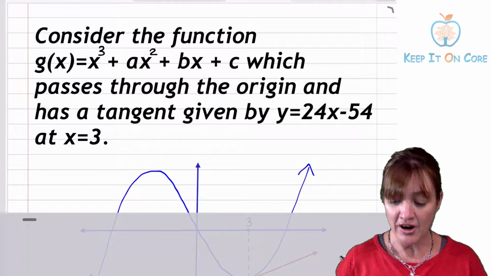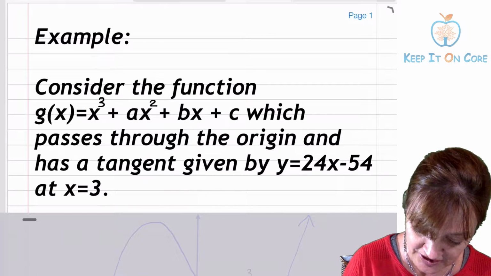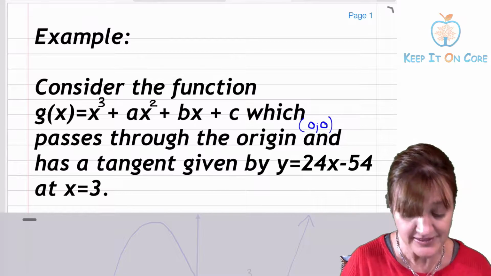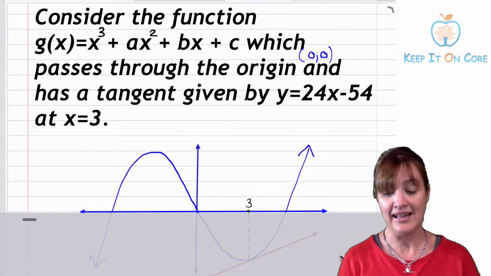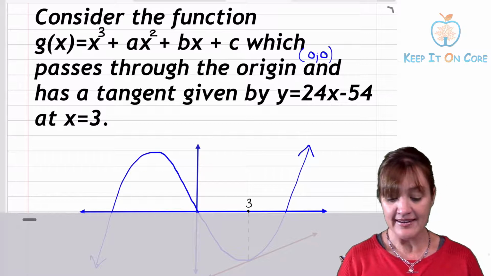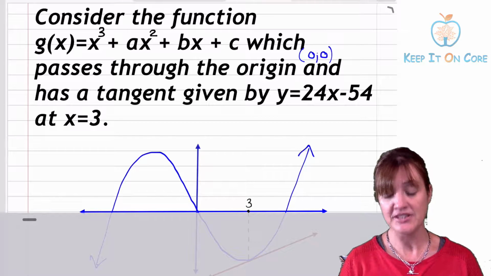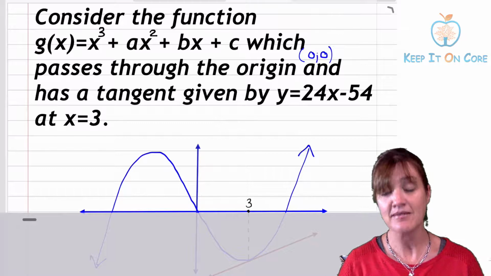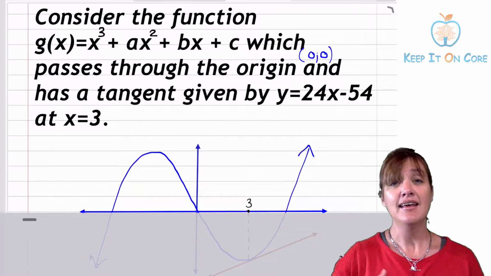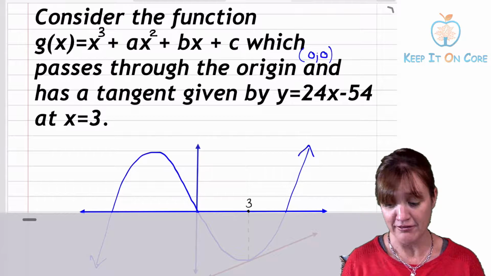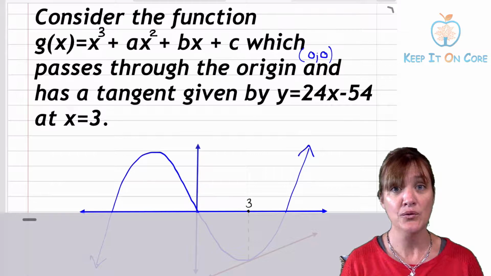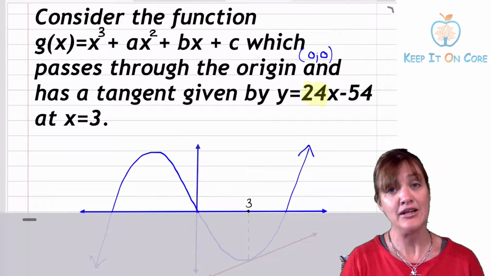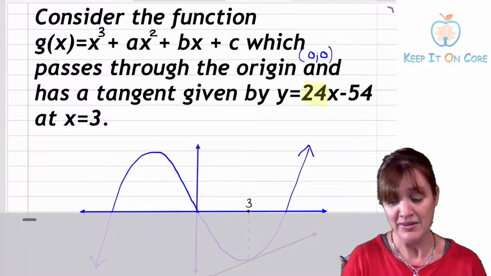It's passing through the origin, so that's useful because the origin we know is the coordinate point of 0, 0. So if it's passing through that point, then we can use it on the line. And then it's telling us that we have a tangent, which is given by the equation y equals 24x minus 54. A tangent is a straight line graph, and a straight line graph has a gradient, all right? And your gradient is always represented by the value in front of x, okay?